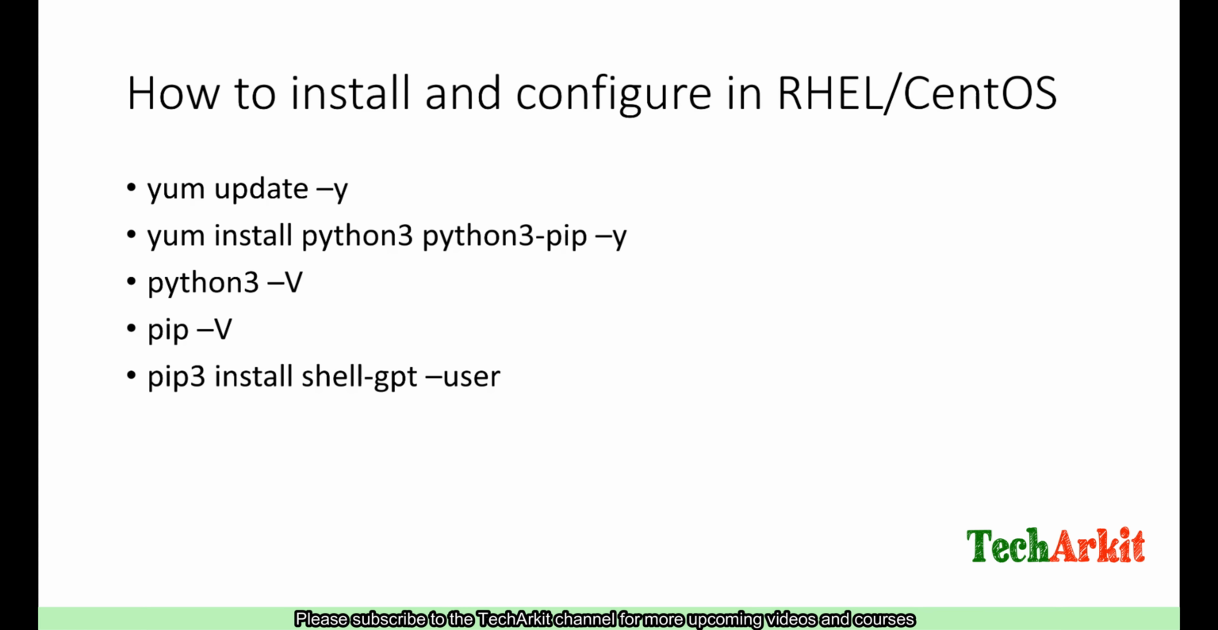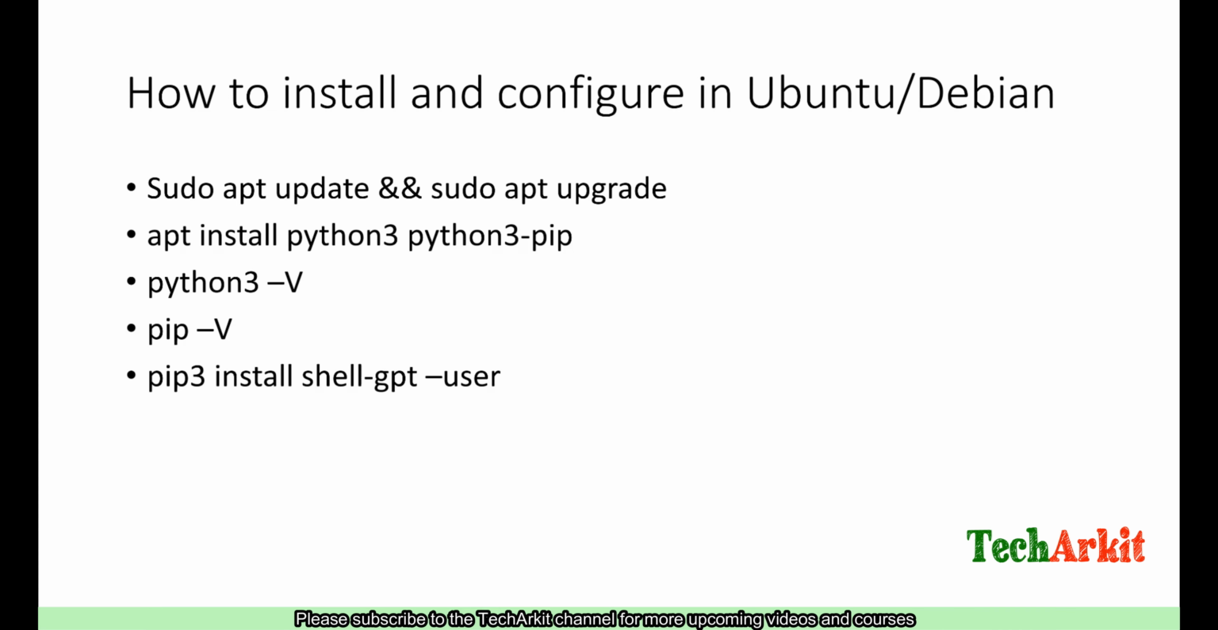Now, if you want to install on Debian, it is a similar way. You can use apt update so that the cache is updated from the repository information. Then if you want to upgrade, you can upgrade it. Otherwise, you can just skip the upgrade and only update the cache information on the packages. Then sudo apt install python3 and python3-pip, which is the package manager you have to install, and the remaining commands are the same, like pip3 install shell-gpt --user, which will install Shell GPT on your Linux terminal.